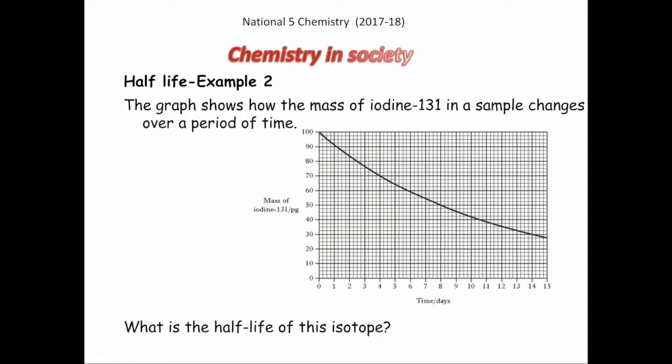The next question is, you can see a graph here which shows the mass of iodine 131 in a sample, which changes over a period of time. So initially we start with 100 picograms, and we have to look at the time taken for the mass to reduce to 50 picograms, and this would be 8 days. So half-life would be 8 days.